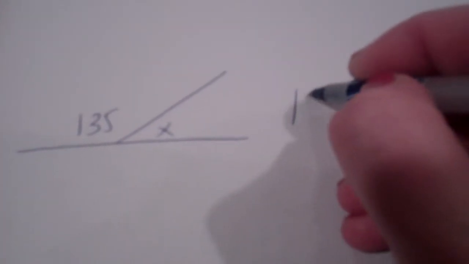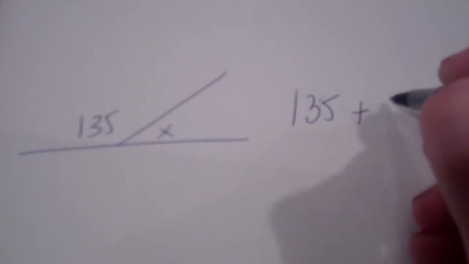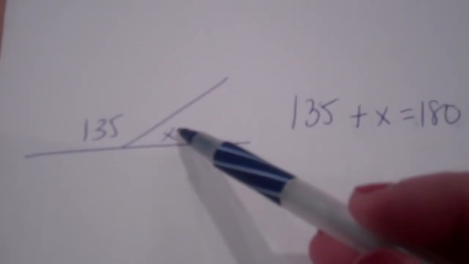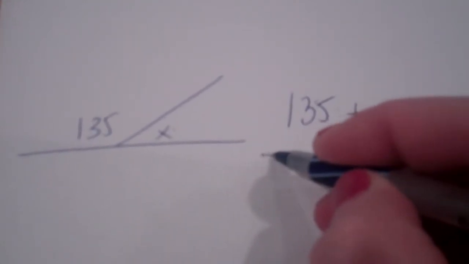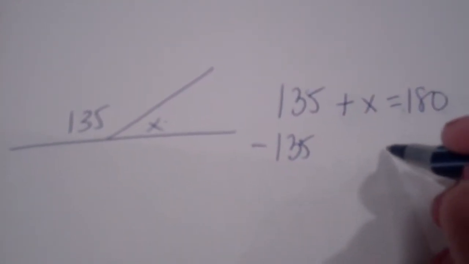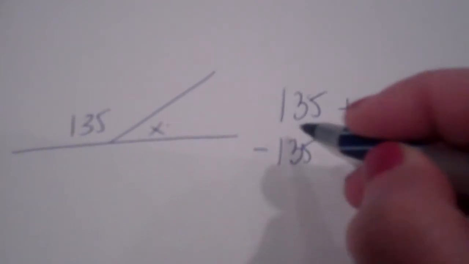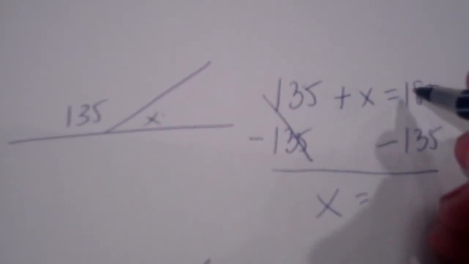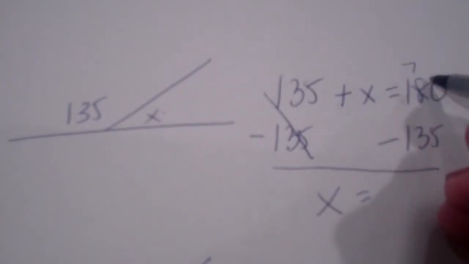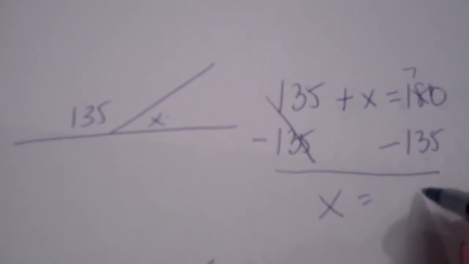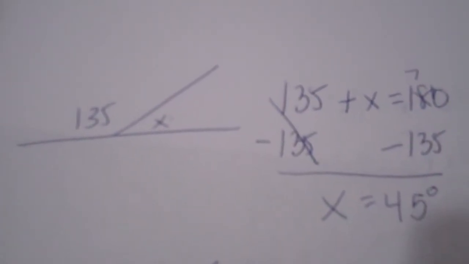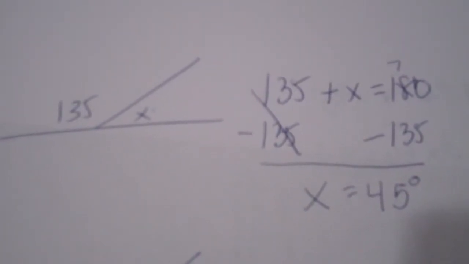So we have 135. We're going to add that to x, and we know that equals 180. And our goal is to figure out what this x equals. We'll subtract the 135 from both sides, isolating our variable. And in this case, we'll have to borrow, and we will quickly notice that we end up with 5 here, 4 here, and our x is 45 degrees.